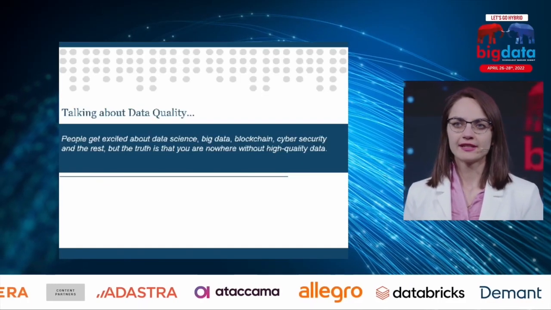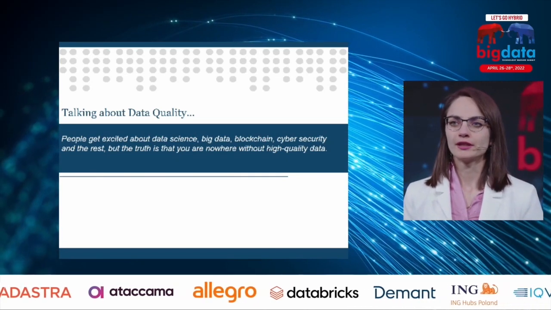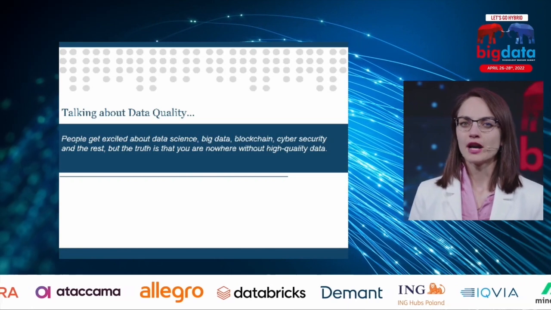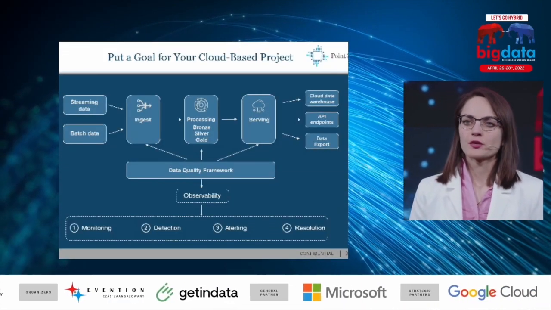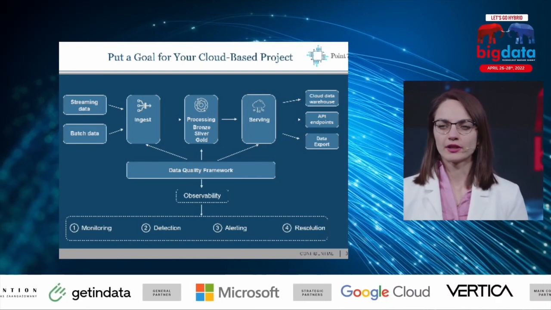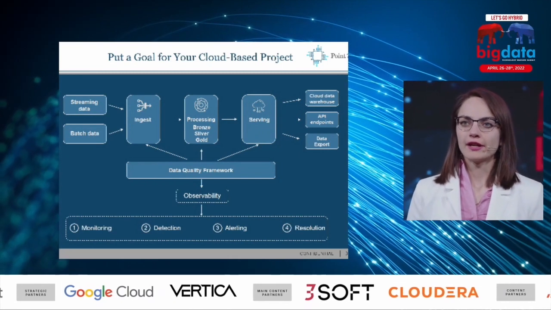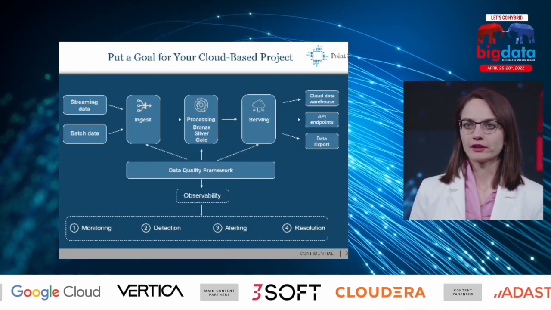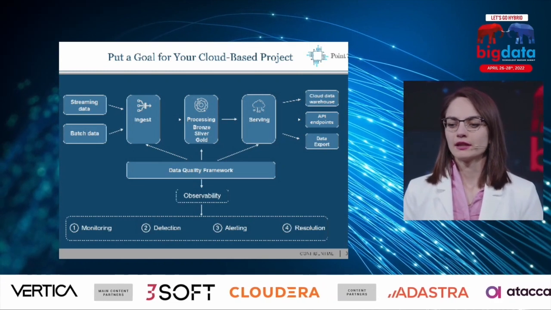Even those fancy things like data science and big data cannot work properly if we don't have high-quality data in place. The second step is processing. So here the data is divided into 3 layers: bronze, silver, and gold. And this division in 3 layers is a well-established concept in data warehousing.